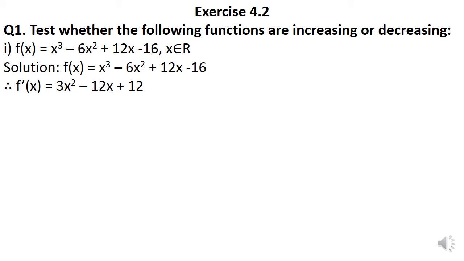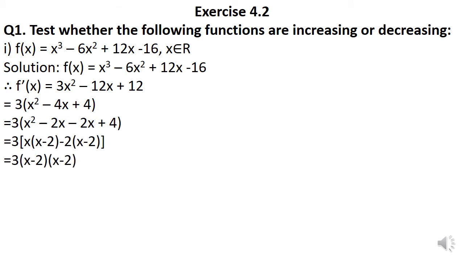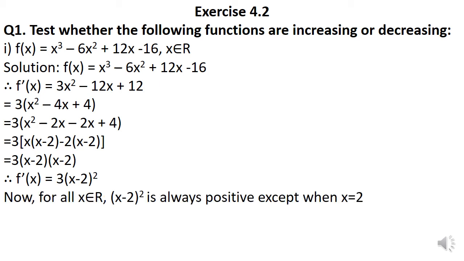Now we simplify this f dash x by taking 3 common and then solving the quadratic equation which is given in the brackets there, by splitting the middle term like this. So f dash x comes out to be 3 into (x minus 2) the whole square. Now if the function is increasing, then f dash x would be positive always. And if it is decreasing, then it would be negative, that is, less than 0. So here we find that 3 is anyway a positive number.